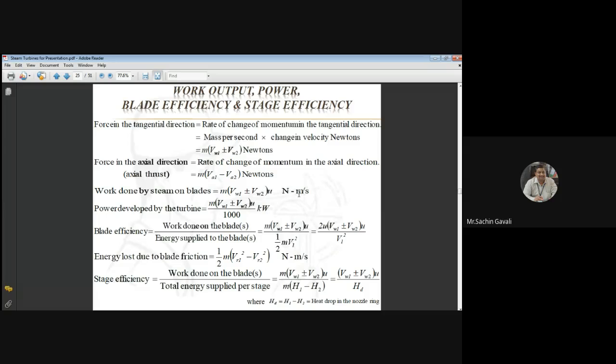Now on screen we have how to calculate the different performance parameters of a steam turbine. Is it visible to everybody? Work output, power, blade efficiency, and stage efficiency.